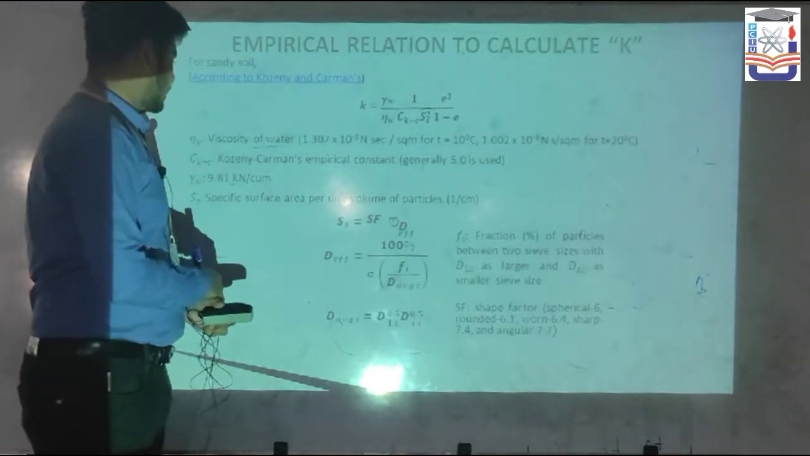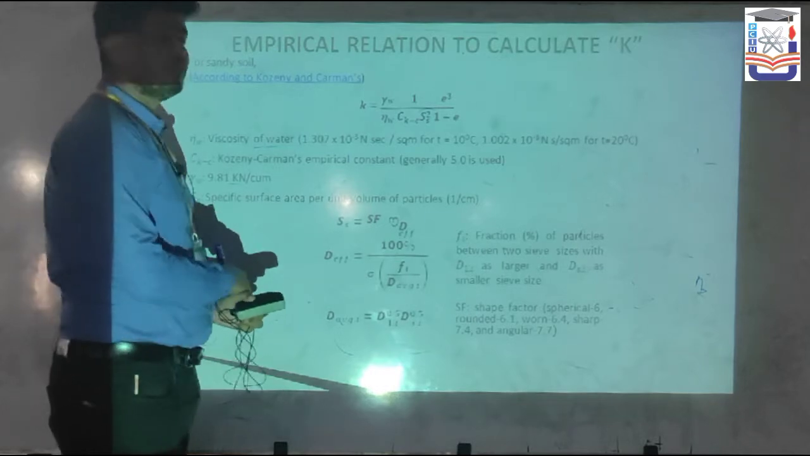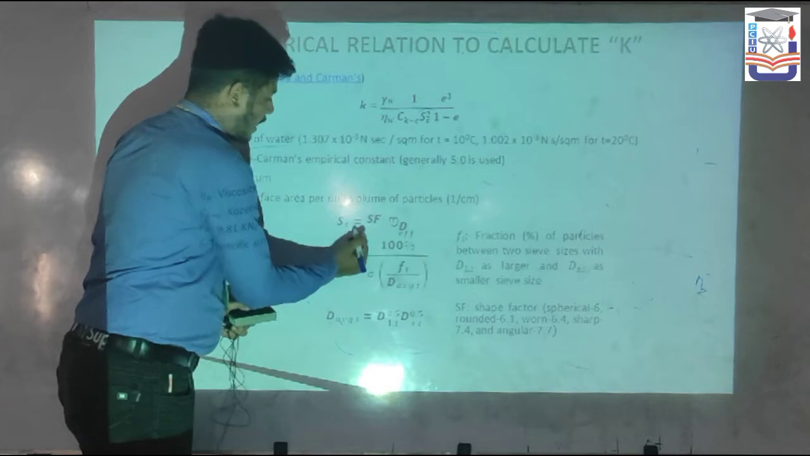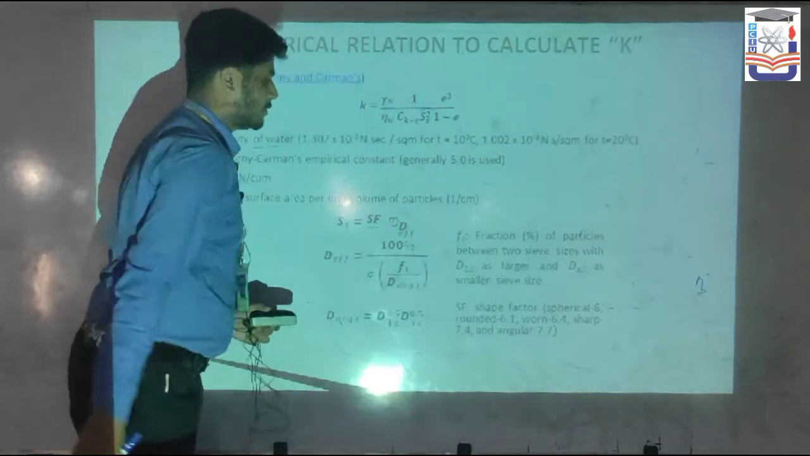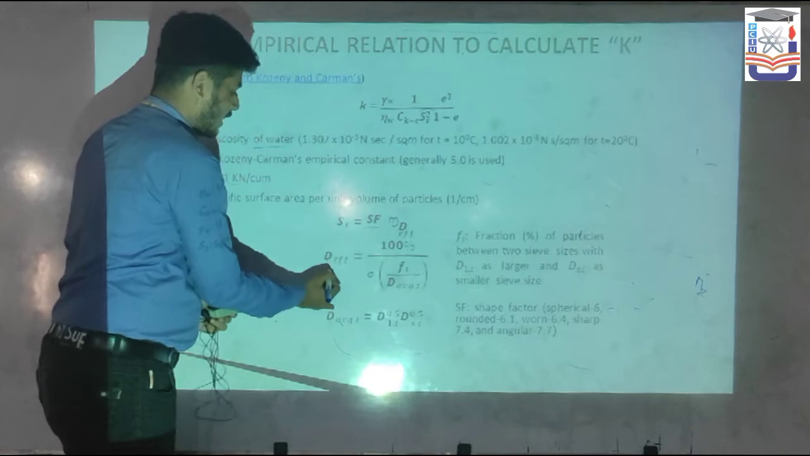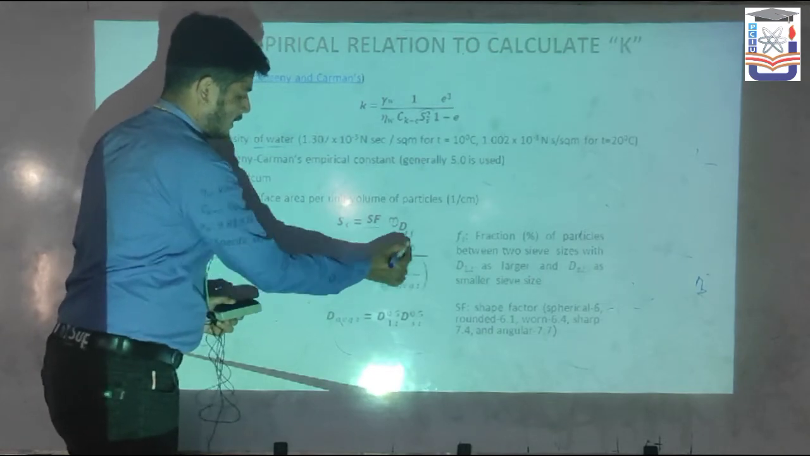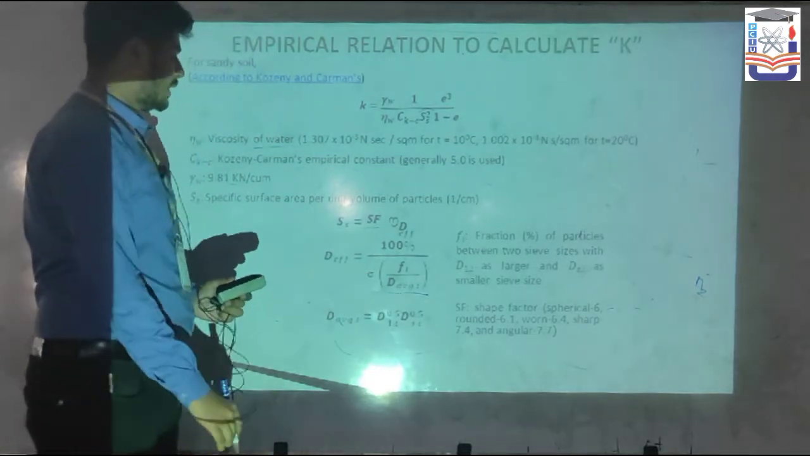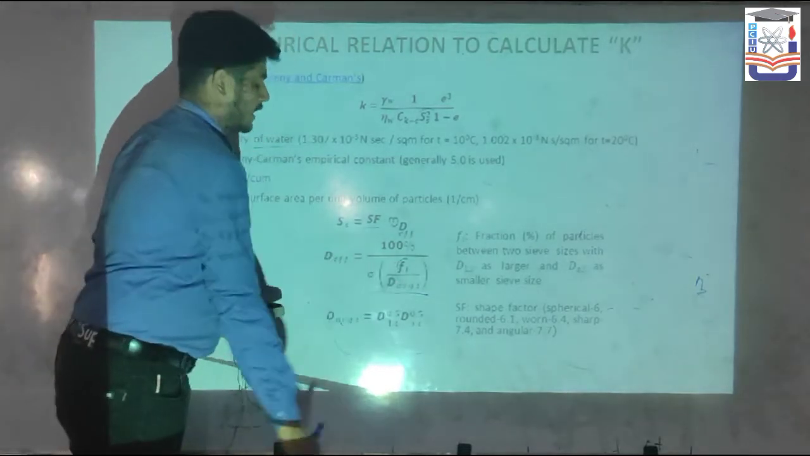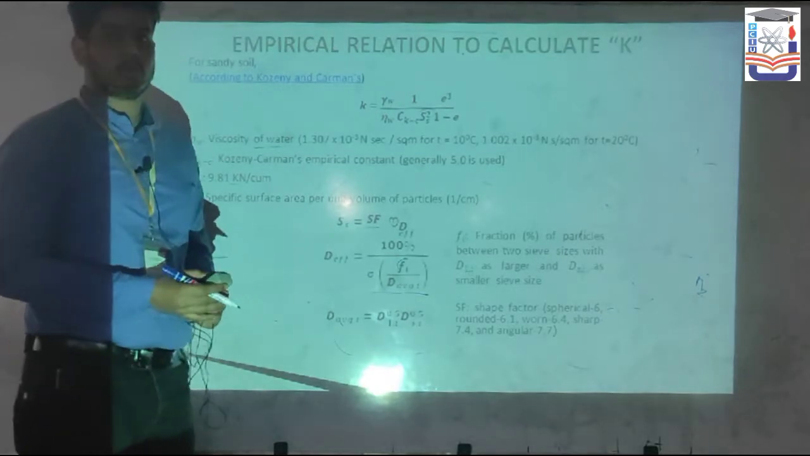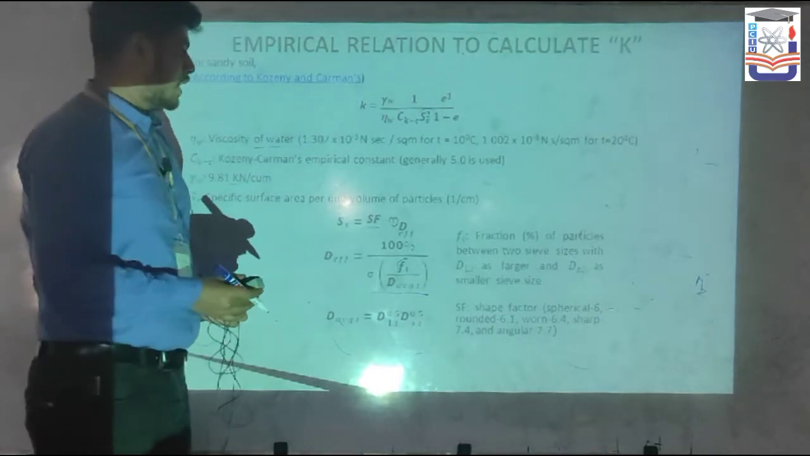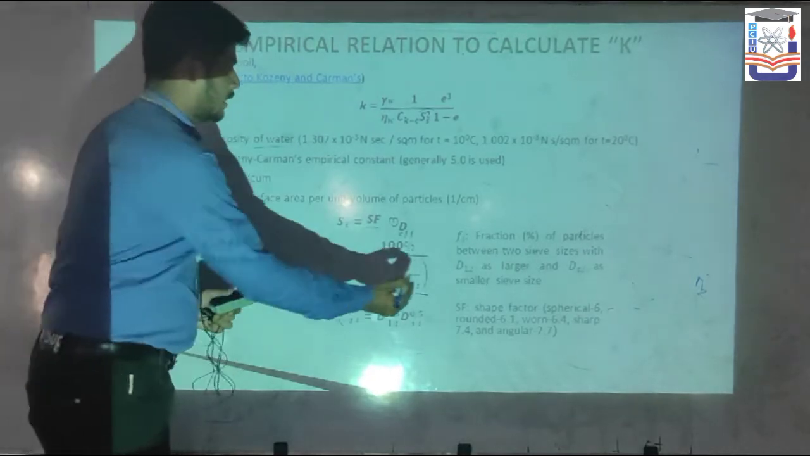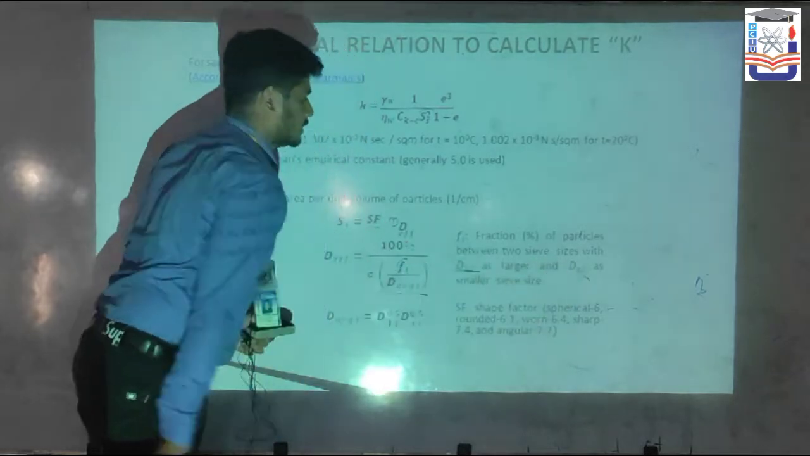Now I will discuss Ss. Ss means specific surface area per unit volume of particle. Here Ss is equal to SF by Deff. Here SF is the shape factor. Now we find Deff, which is this portion: 100% by sigma of F1 by D average. Here F1 means the fraction of particles between two sieve sizes, with D1i as the larger sieve and Dsi as the smaller sieve.